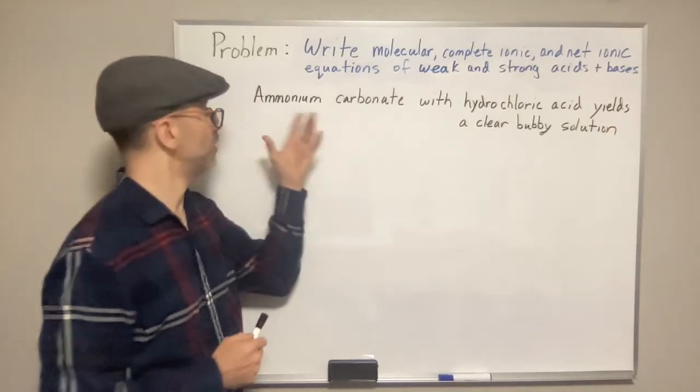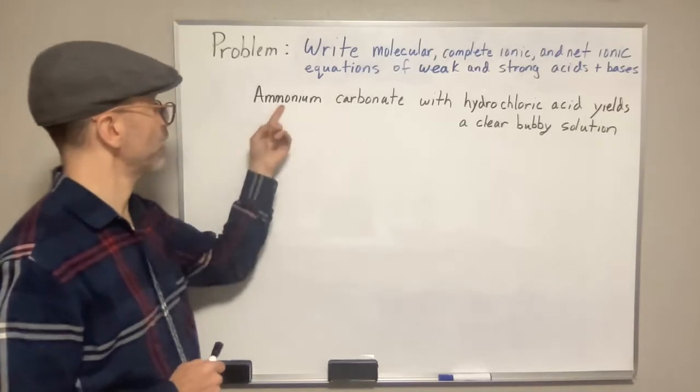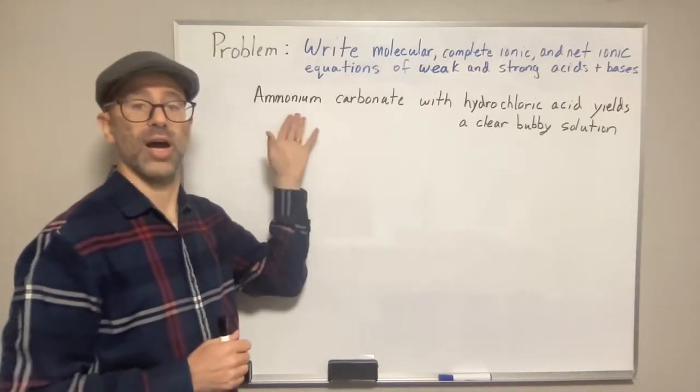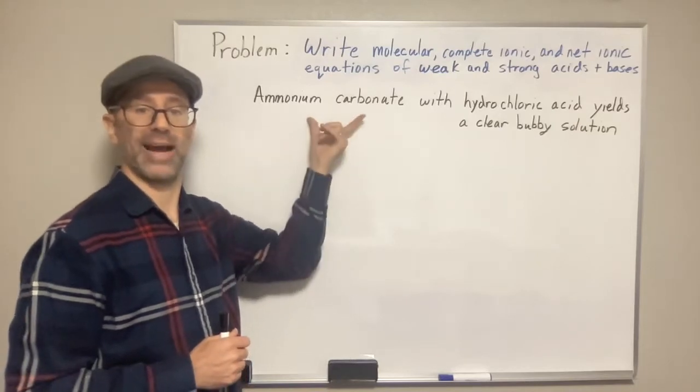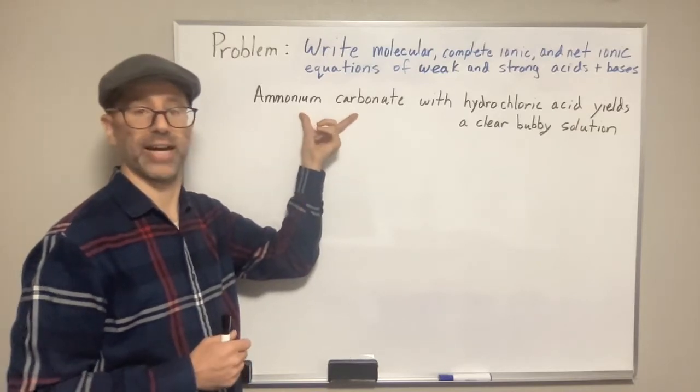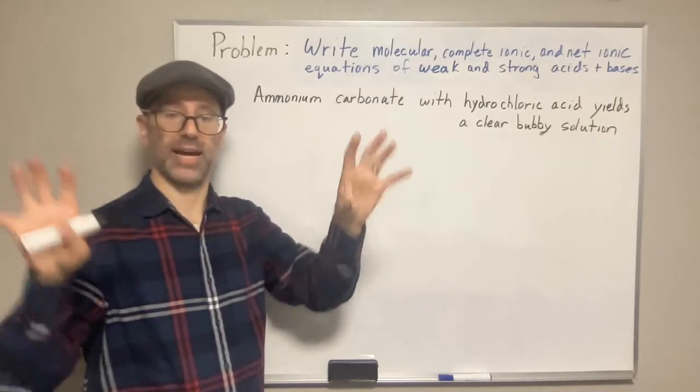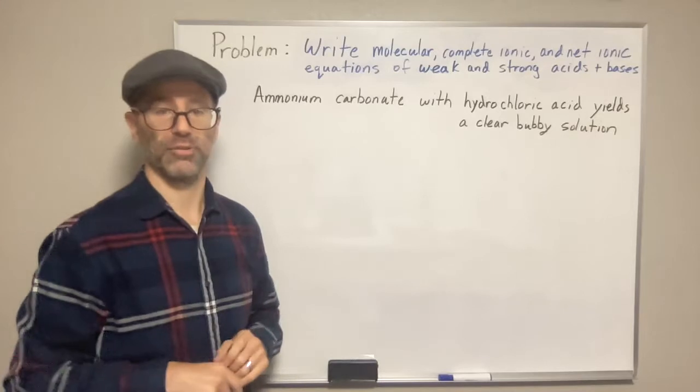And so let's get into this. So here we have ammonium carbonate. That is an ionic substance. So we need to identify what the ions are. And the name tells you what the ions are, because when you name an ionic substance, you take the names of the ions, you put it together. That's the name of your ionic substance.